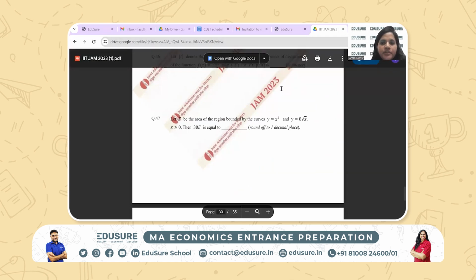IIT JAM question number 47, 2023. Okay, let us start. Let E be the area of the region bounded by the curves y = x² and y = 8√x, x ≥ 0. We need to find 30E rounded off to one decimal place.